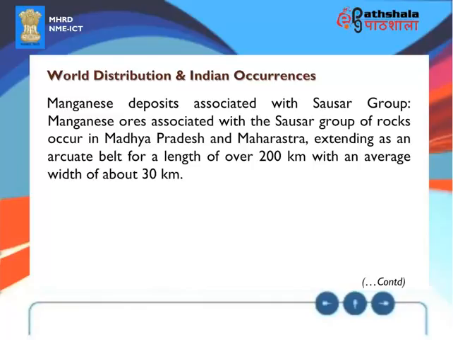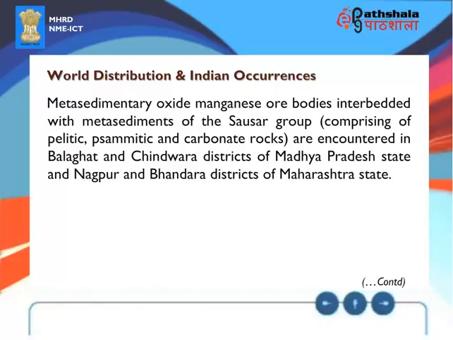Manganese deposits associated with the Sausar group. Manganese ores associated with the Sausar group of rocks occur in Madhya Pradesh and Maharashtra, extending as an arcuate belt for a length of over 200 kilometers with an average width of about 30 kilometers. Metasedimentary oxide manganese ore bodies interbedded with metasediments of the Sausar group, comprising pelitic, psammitic, and carbonate rocks, are encountered in Balaghat and Chhindwara districts of Madhya Pradesh and Nagpur and Bhandara districts of Maharashtra.